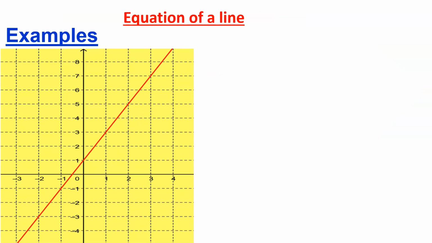Equation of a line. Let's start with examples. I've got here a line, and as you can see, the line goes through this point, but it goes through lots of other points. The question is: find the equation of this line. As we said a number of times, the general equation of a line is y equals mx plus c, where m is the gradient and c is the intercept. So if we know the gradient and intercept, we can put them in their places and find the equation of a line.